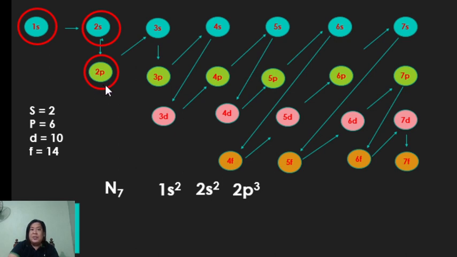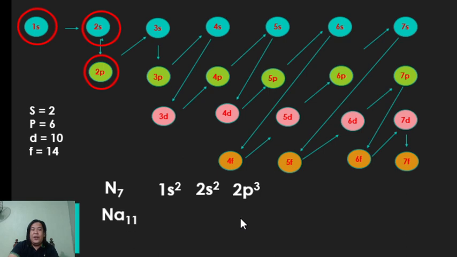In 2p, since the maximum electrons of the P sublevel is 6, it can be 3, lower than 6, but not greater than 6. So your last sublevel to be filled is 2p3. So 2 plus 2 is 4, and then plus 3, and that is 7.